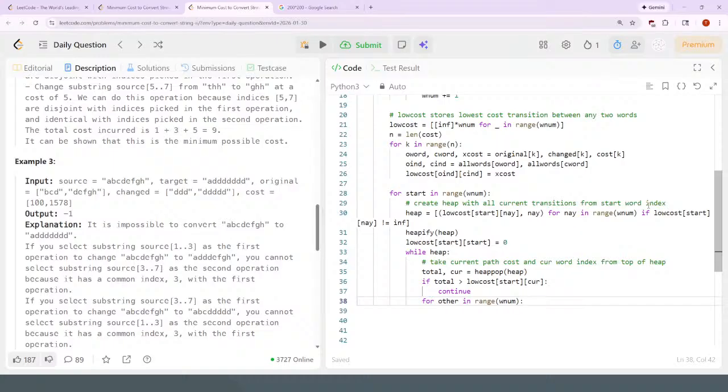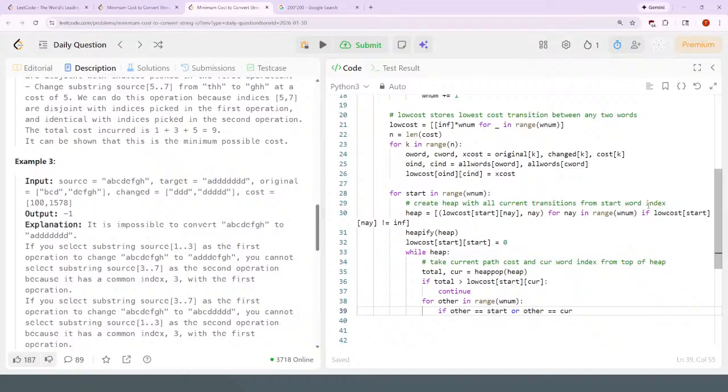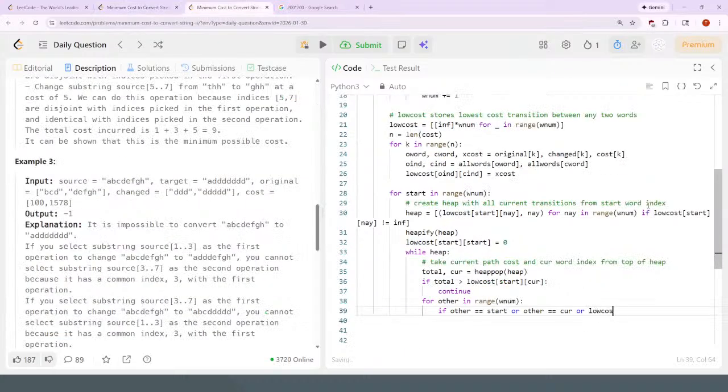I guess that's fine. For other in range wnum, if other equals start or other equals current or cost is infinity, right? Low cost between start, other and current other. Then continue. Skip it.